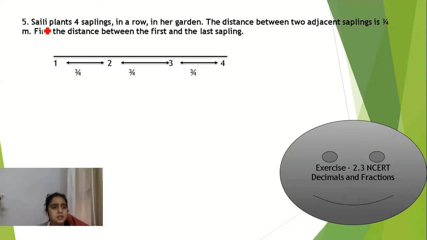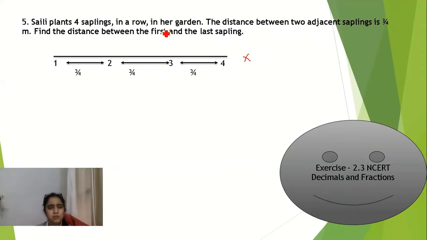In this, Sally plants 4 saplings in a row in her garden, and the distance between two adjacent saplings is 3 upon 4 meter. Find the distance between the first and the last sapling. This figure is not given in NCERT. I have made this figure for you in order to make this question easy.